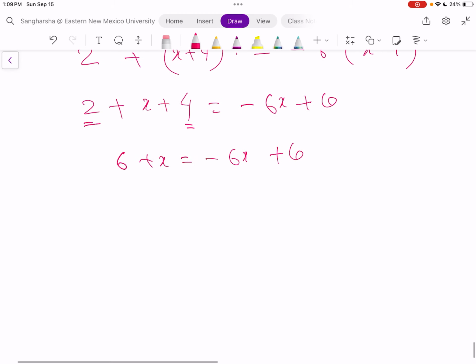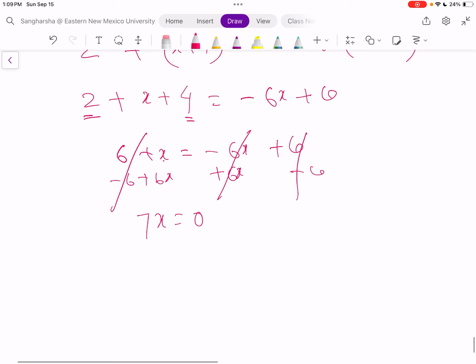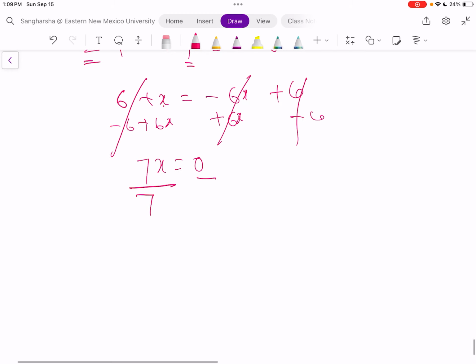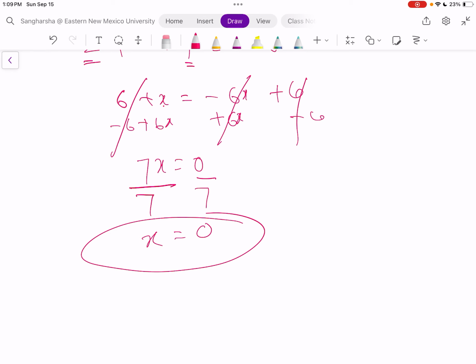This is a linear equation, so let's solve this. We add 6x on both sides, subtract 6 on both sides. This is 0, this is 0. So x plus 6x, 7x equals 0. To get rid of 7, we divide both sides by 7. 7x divided by 7 equals 0 divided by 7, 0. And this is the solution for this, sorry, not the linear, rational equation.